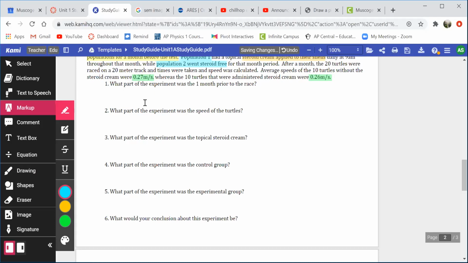If you did not realize, that is 27 centimeters per second. All right, that is approximately 10 inches per second. And the other ones went 26 centimeters per second. Is that a definite difference? Is that a really big difference?